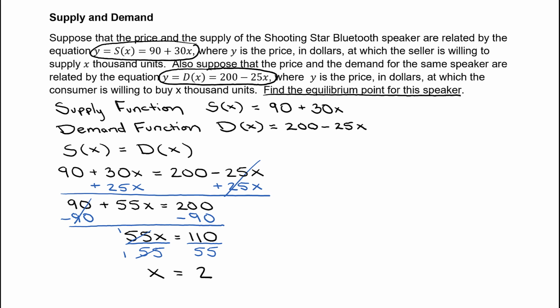And it is helpful to keep in mind here that this 2 actually represents 2,000 units, since the problem did say that x was represented in 1,000 units. I am going to draw a line here to separate the work.